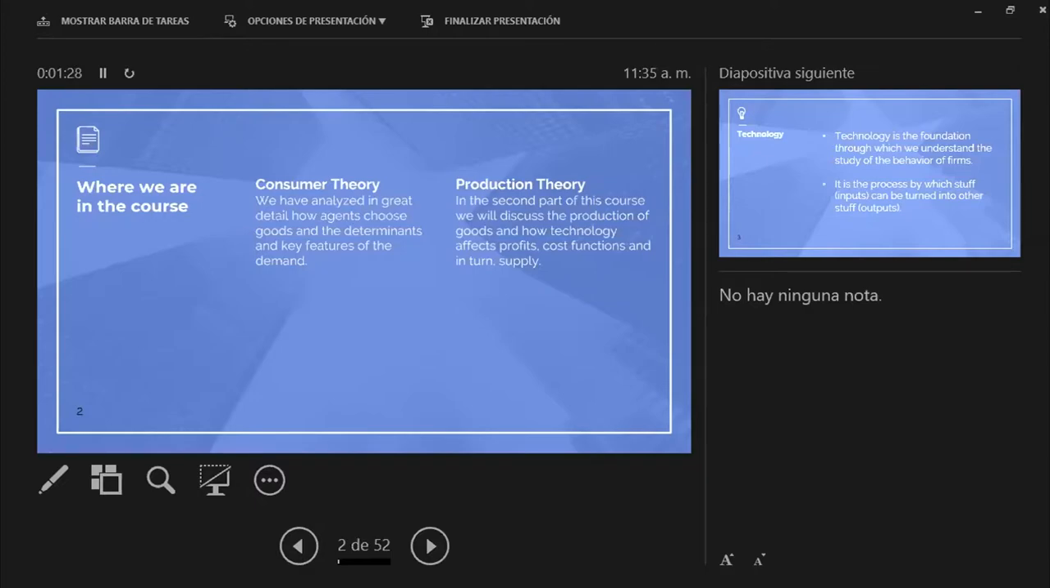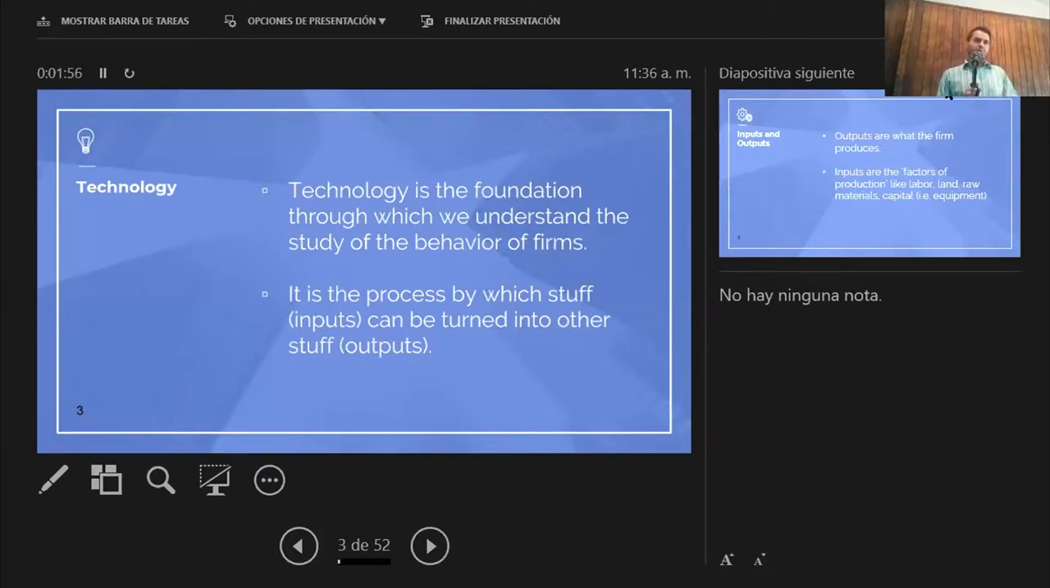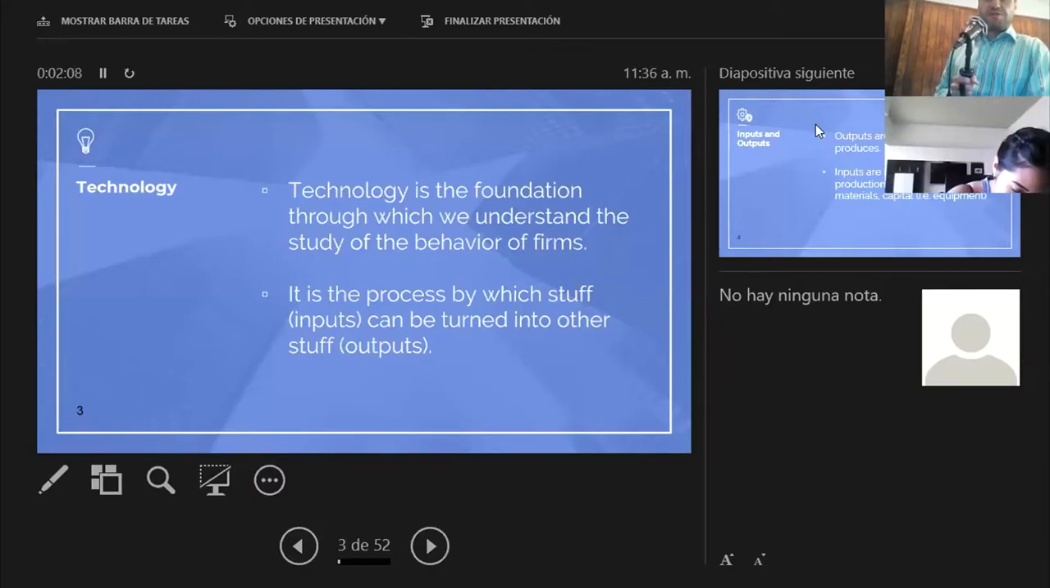So we'll basically focus on this idea of technology and how it affects profits, cost functions, and in general, the idea of supply. Technology is the most important thing within firms because it determines the way they decide to produce. Based on the technology they have access to, they essentially determine what is the correct or at least the most efficient way for them to produce whatever thing they produce.